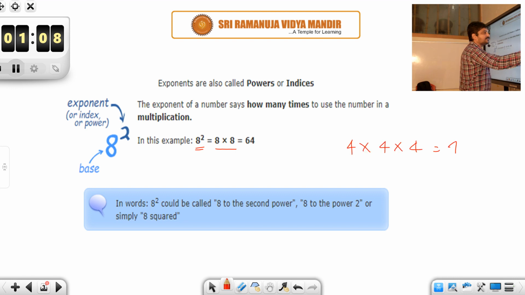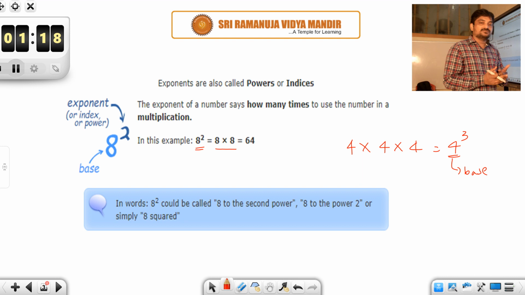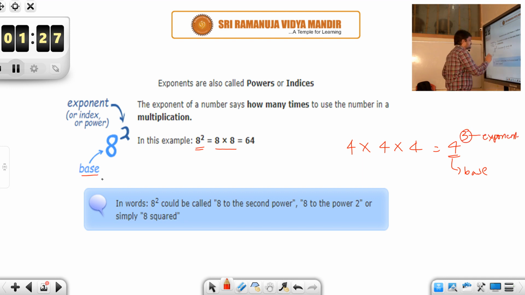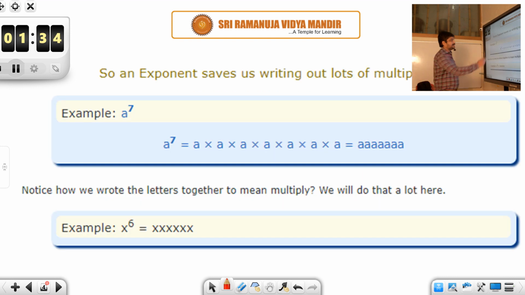Means the number which you are multiplying repetitively is called the base, and the number of times you are multiplying, that is called an exponent. Here 3 is an exponent, and here 8 is the base and 2 is the exponent, or we will also call it index or power. So a power 7 means a multiplied with itself 7 times. X power 6 means x multiplied with itself 6 times.